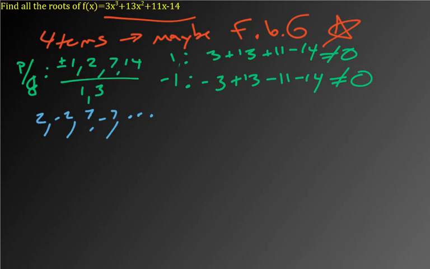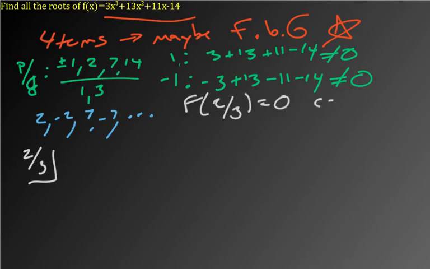Now this one might take a little while to find, because you just keep testing them on your calculator. It's not something I write down. I just do 3 times negative 2 cubed plus 13 times negative 2 squared, right? You just do all that on your calculator. Eventually, in this one, you're going to get 2/3 as a root. So all I'm saying is f of 2/3 equals 0. That's all just calculator work, okay? You don't need to show that part out. You can just do it on a calculator and find it, and then this part you need to show out.